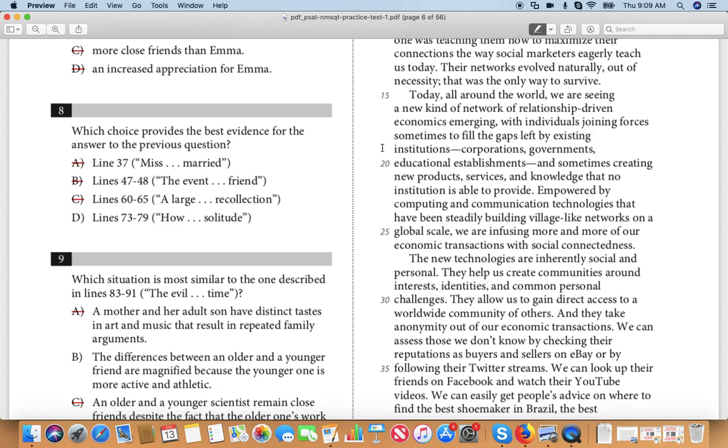So we're talking about existing institutions, sometimes creating new products, services, and knowledge that no institution is able to provide. Okay, keep going, please, from empowered. Empowered by computing and communication technologies that have been steadily building village-like networks on a global scale, we are using more and more of our economic transactions with social connectedness.